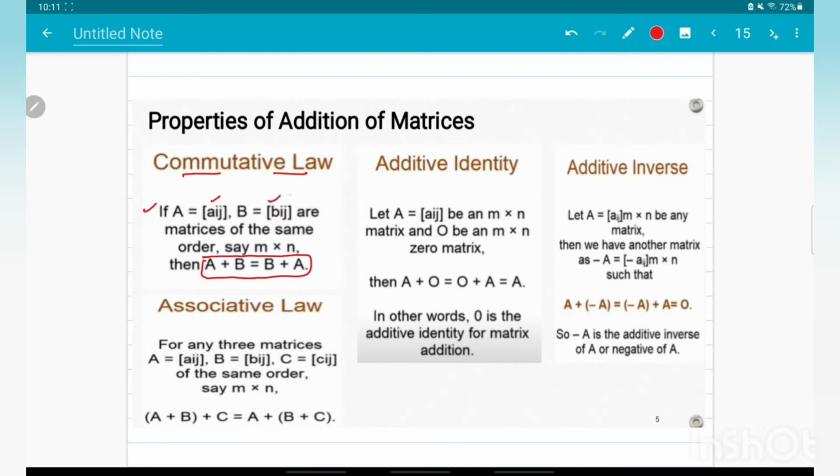and the matrix B has got the element Bij. Now here I is the row and J is the column. We know that. So these are the two matrices and they have got the same order. Suppose their order is M by N. They have got the same order. Only then they can be added or subtracted. So in this case we are talking about the addition of matrices. So A plus B will be equal to B plus A.